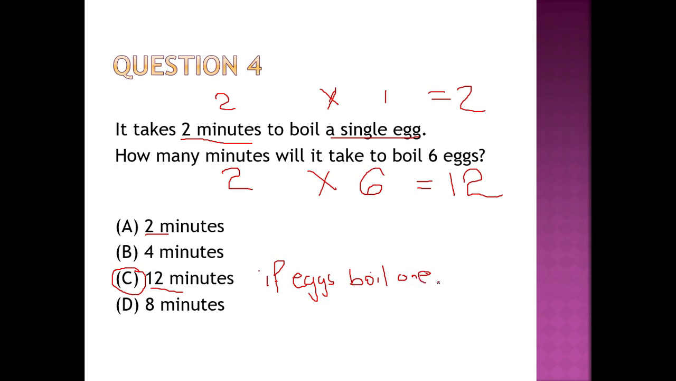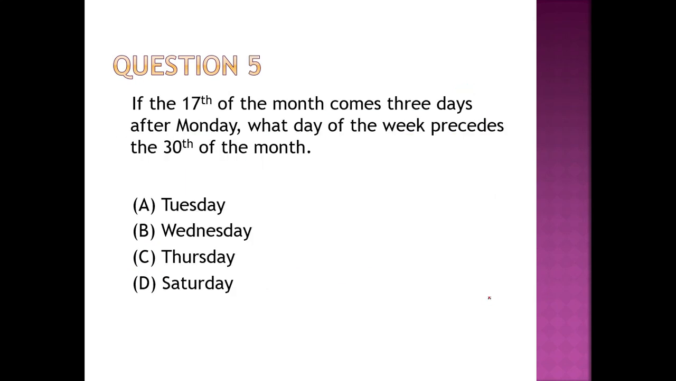I'm having a struggle writing with this. So if eggs boil one by one, right? And conversely, if I choose 2 minutes, then I say boil eggs at the same time, right? Nobody can give you an incorrect answer in a case like that. All right, let's move on to the next question.